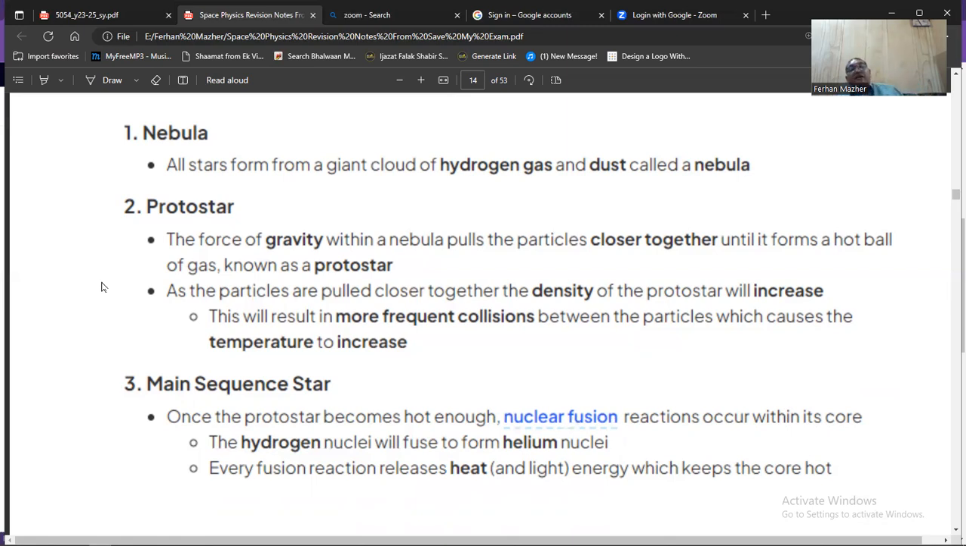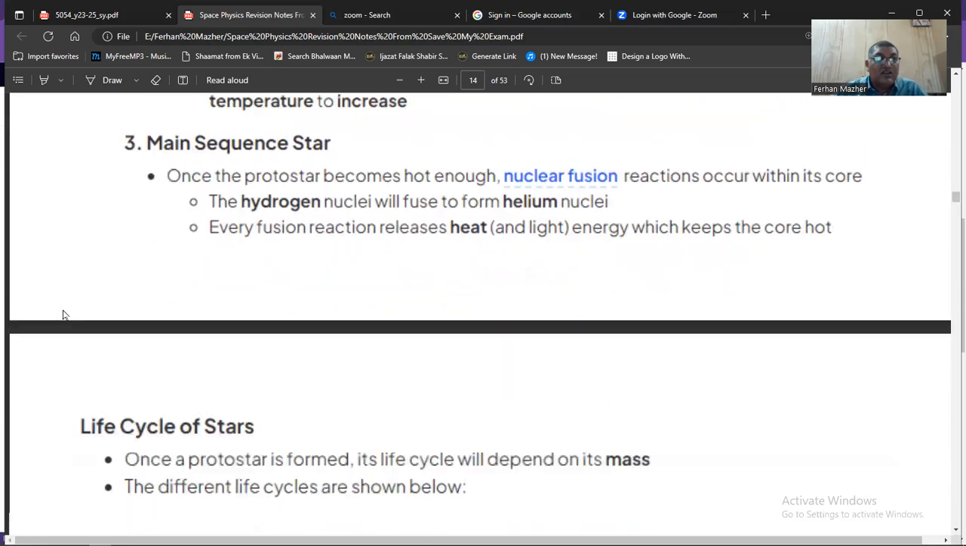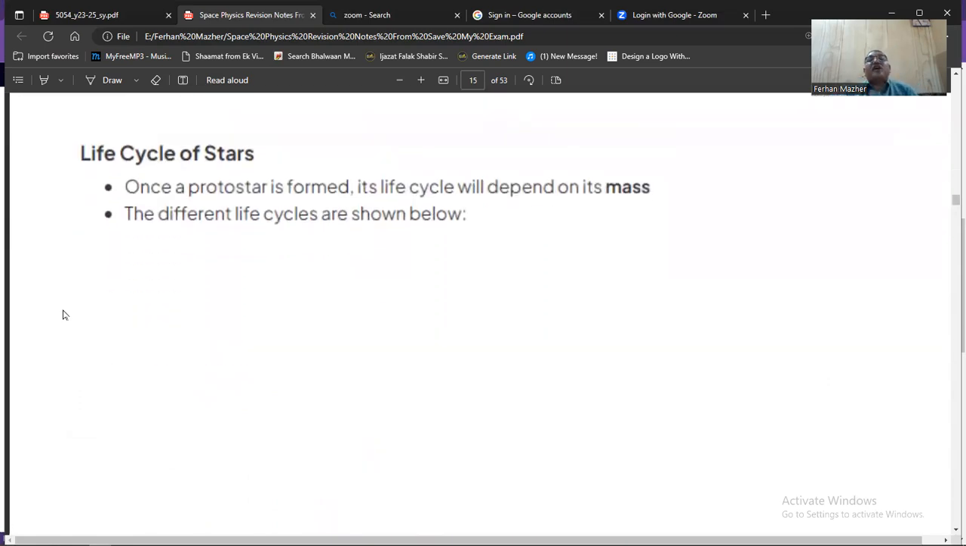So then we have the main sequence. The first stage of the life of a star is nebula. Then we have protostar, and then we have the stage which we call the main sequence of the star. Once the protostar becomes hot enough, nuclear fusion reactions occur within its core. The hydrogen nuclei will fuse to form helium nuclei. Every fusion reaction releases heat and light energy, which keeps the core hot. So, once a protostar is formed, its life cycle will depend on its mass. The life cycle of very massive stars is different.